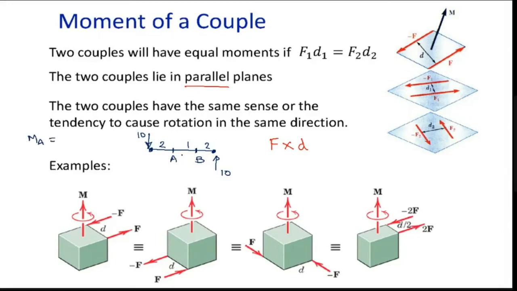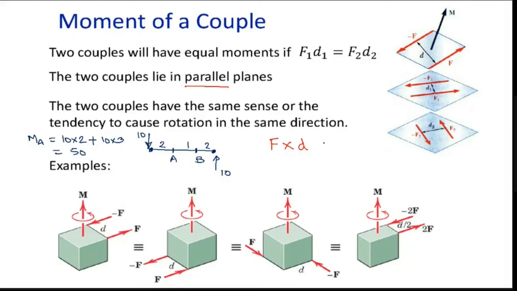If I take moment at A, there are two forces. One is at one distance, the other at another distance. One is 10 into 2, plus this one is 10 into 3. So totally, what will you get? You will get 50.